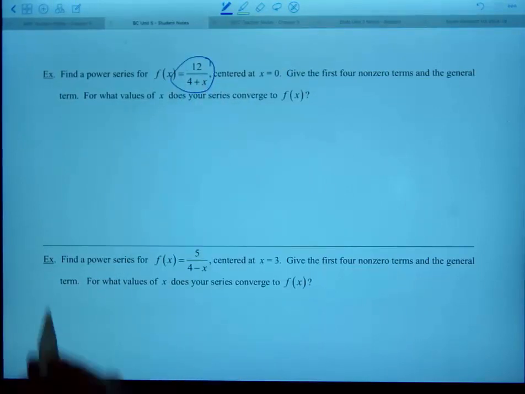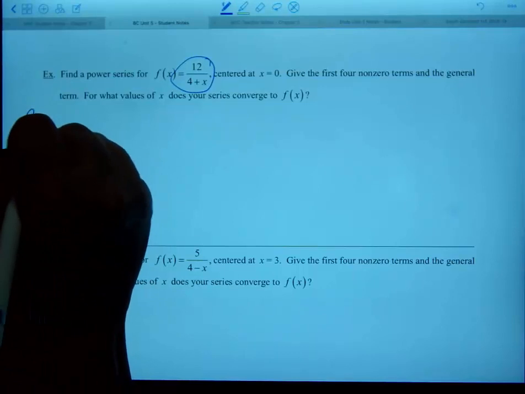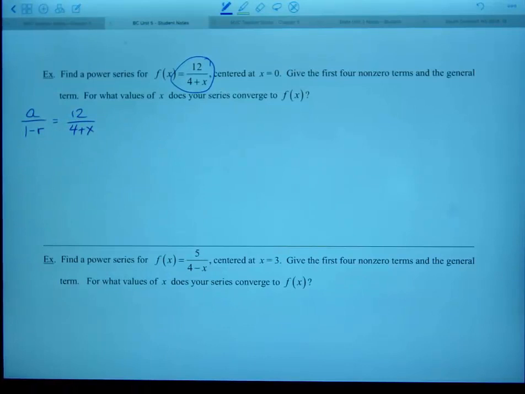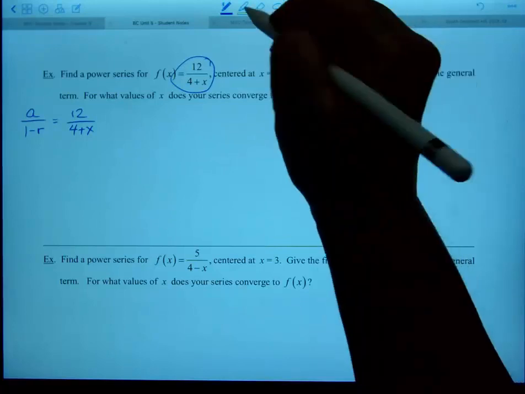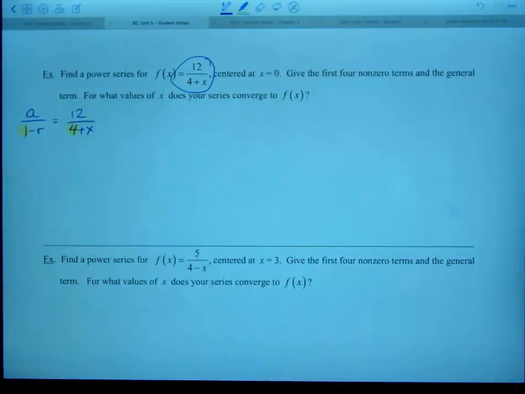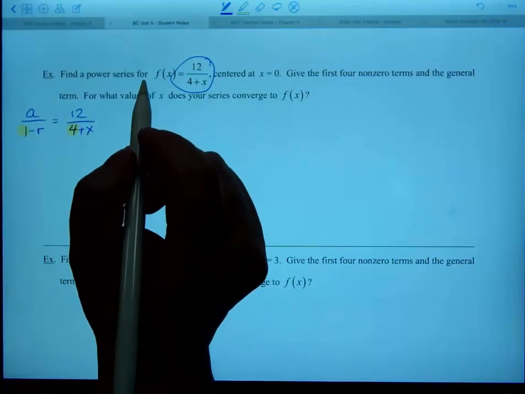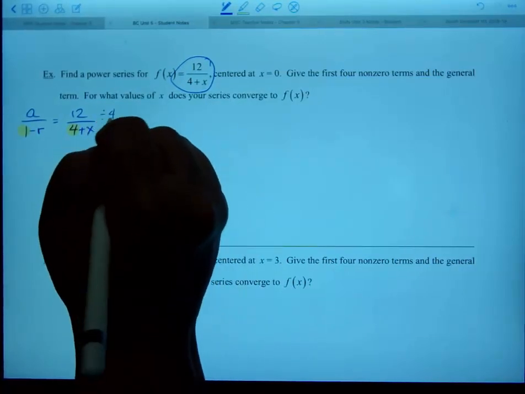So let's come over here and write down a over 1 minus r equals 12 over 4 plus x. Like I said, the first number on the bottom must be a 1, and it's not. So what do I have to do to that 4 to make it a 1? Take out a 1/4, divide by 4. Why can't you just divide the top and bottom by 4? That's exactly what I'm going to do.